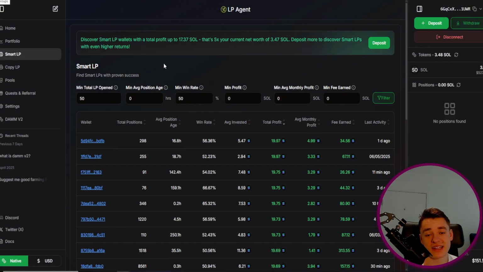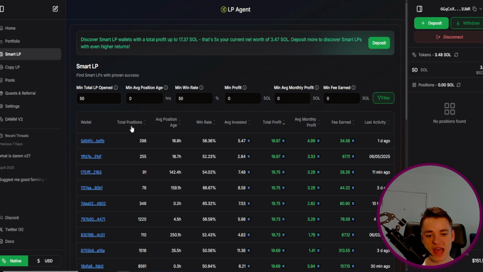So it looks like literally a few hours ago I recorded that last clip. They actually added a new minimum average position age, which, thinking it over, probably isn't too useful, because you could open a lot of positions and close them instantly because you weren't in range, and a few of them do go in range. That's why sometimes averages aren't the best thing to use. But we do obviously have a few filters.